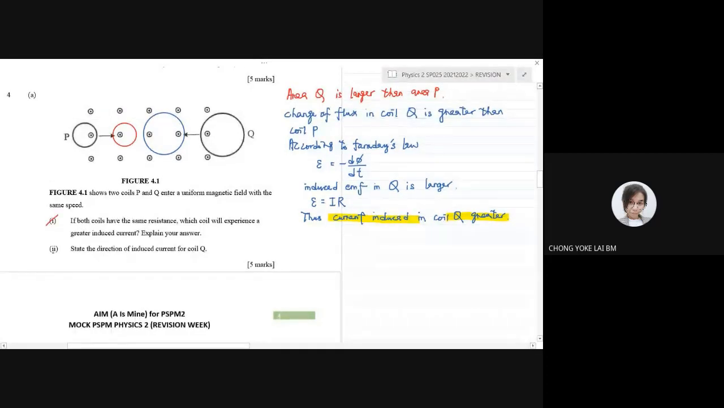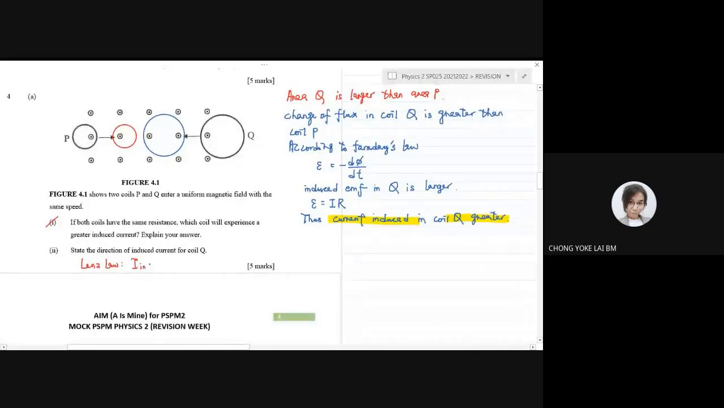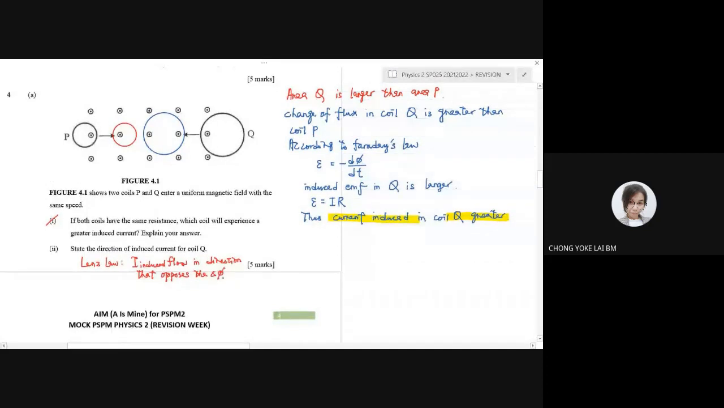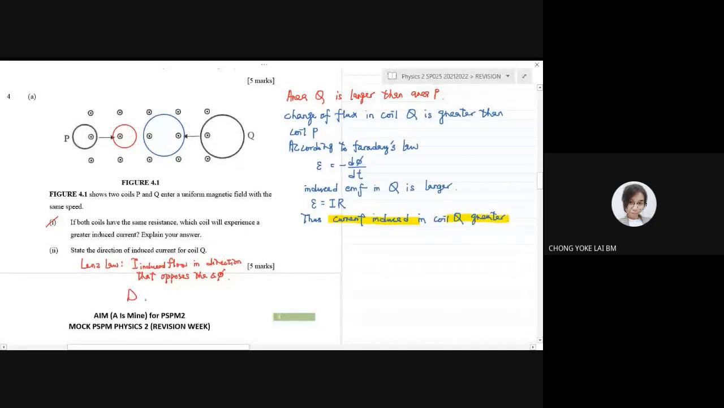Okay. Dan question 2, state the direction of induced current for coil Q. Okay, kita nak dapatkan current induced dalam coil Q. So, you masih ingat, kita kata according to Lenz's law, current induced always flow in a direction that oppose the change of flux. Yang menentang perubahan flux.